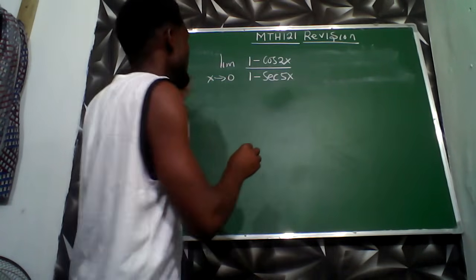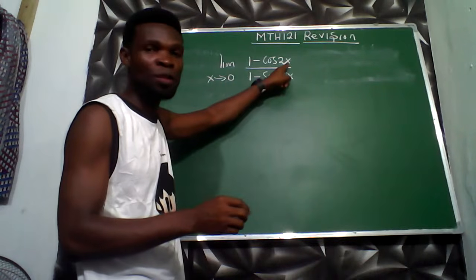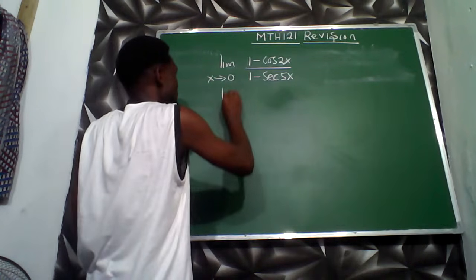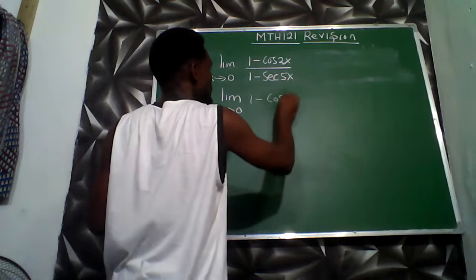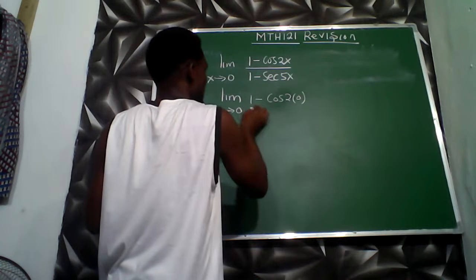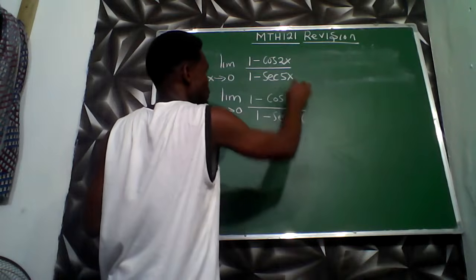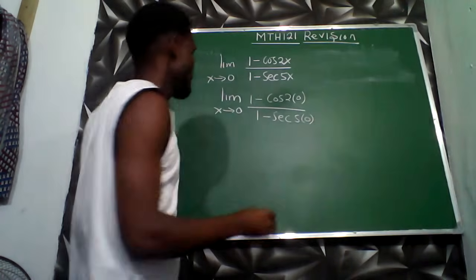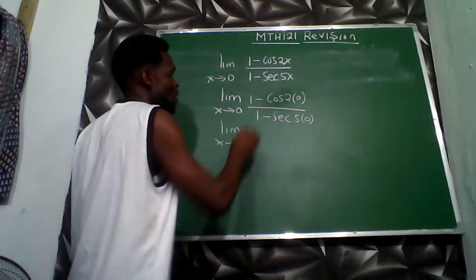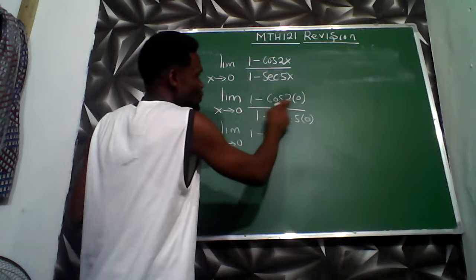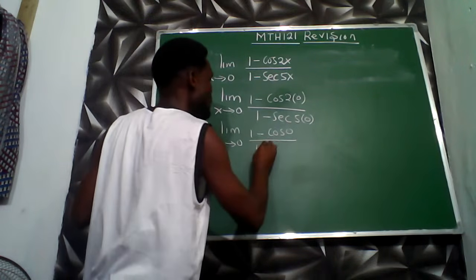So what do you do? Anywhere you see x, you put 0, since we have x tends to 0. So this is going to be limit as x tends to 0 of 1 minus cos 2 into 0 here, all over 1 minus sec 5 into 0 here. Okay, after substituting, we now say this is limit as x tends to 0 of 1 minus cos 2 times 0, which is 0. So that will be cos 0, all over 1 minus.